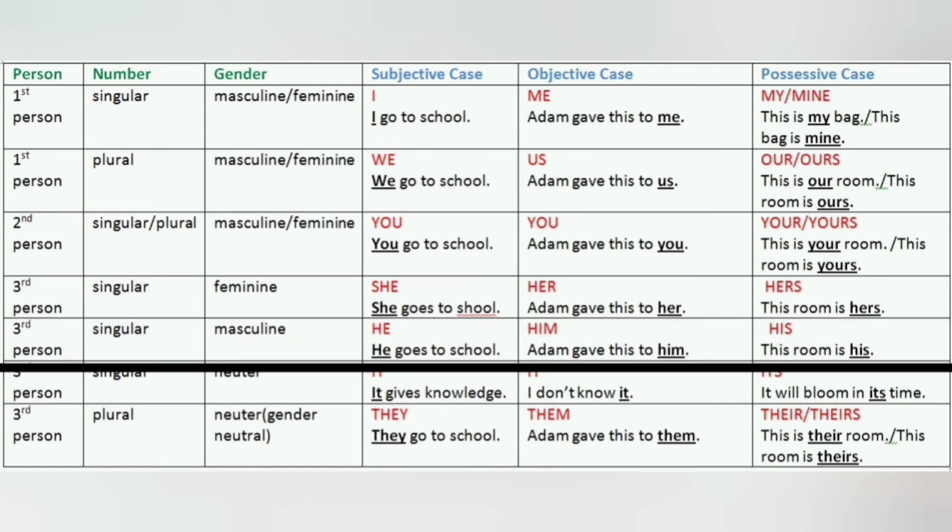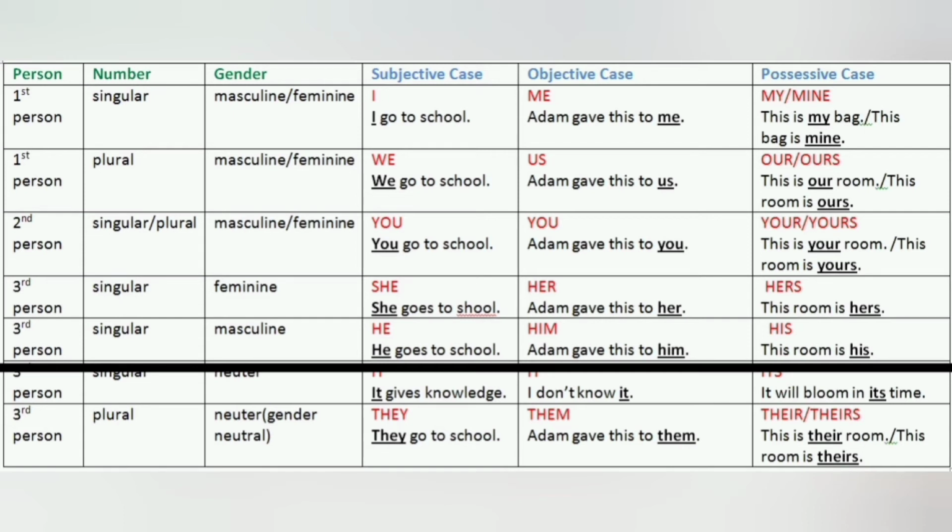Now, if we are talking about a person who is not around and is singular and is masculine, meaning a male or a boy, we use he in the subjective case, meaning he is the doer of the action word. So we say he goes to school. In the objective case, we use him, as he is the receiver of the action word. So we say Adam gave this to him.